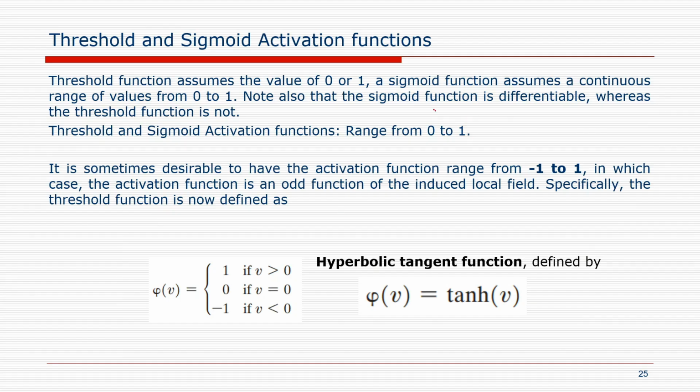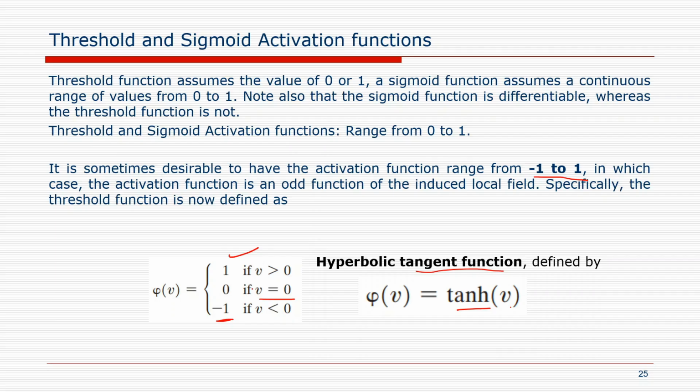Sometimes instead of 0 or 1, or 0 to 1, we also need the output in the range of -1 to +1. At that time, we can use the hyperbolic tangent function. If we use tanh for this input, if the input is 0, the output will be 0. If V is greater than 0, it will produce 1. If V is less than 0, it will produce minus 1.